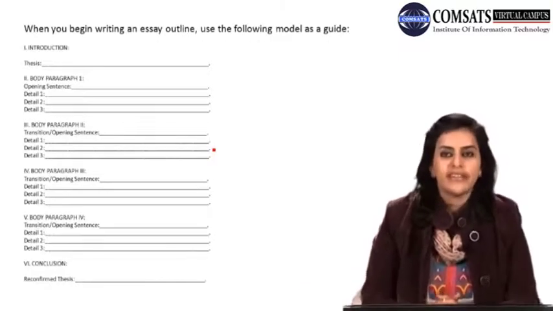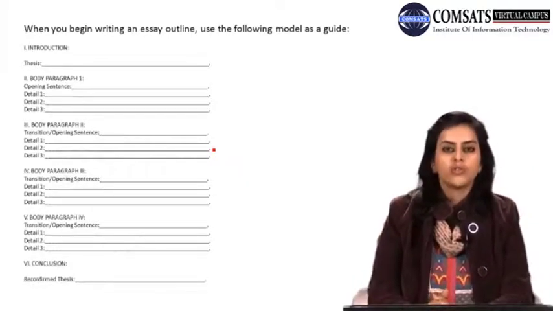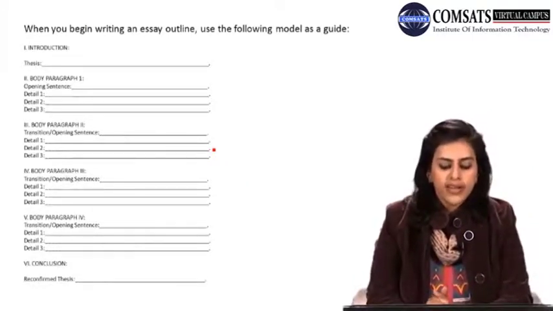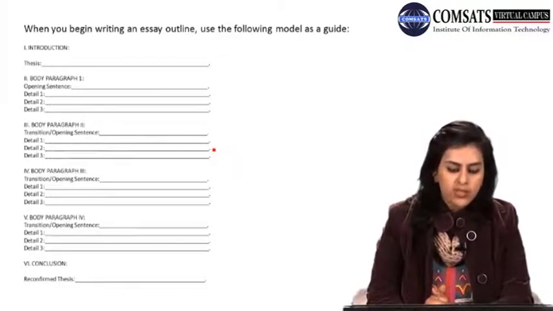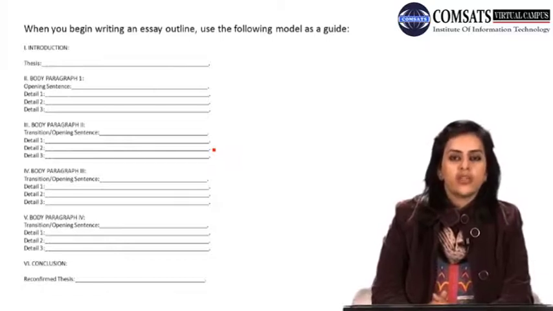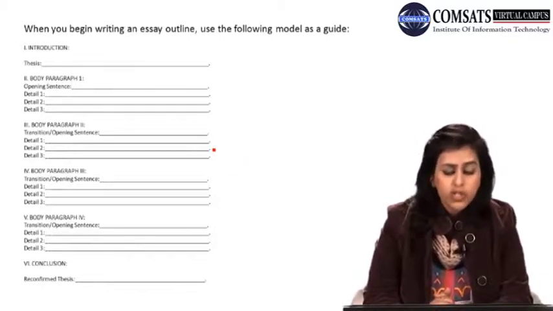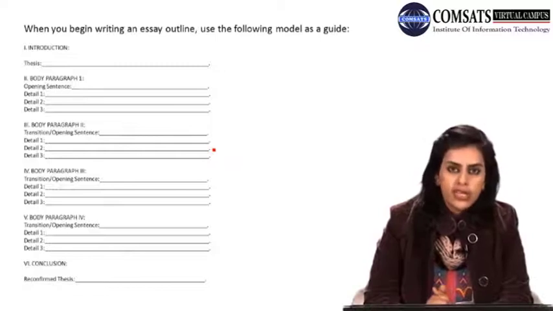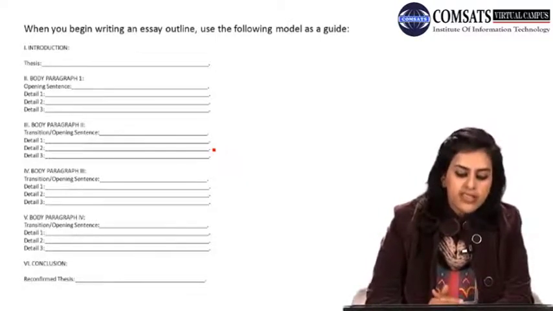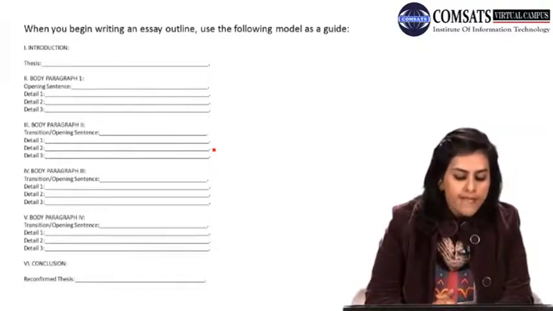Now this is one sample of how to make your essay outline. Use the following model as a guide. As you see, point number 1 calls for the introduction. Remember, your point number 1 and your point number 6 don't carry any heading. They are written for your convenience. This is the outline of the essay that you are supposed to make.